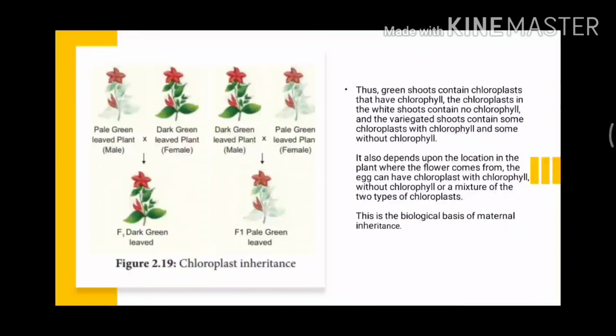It also depends upon the location in the plant where the flower comes from. The egg can have chloroplasts with chlorophyll, without chlorophyll, or a mixture of the two types of chloroplast. This is the biological basis of maternal inheritance.